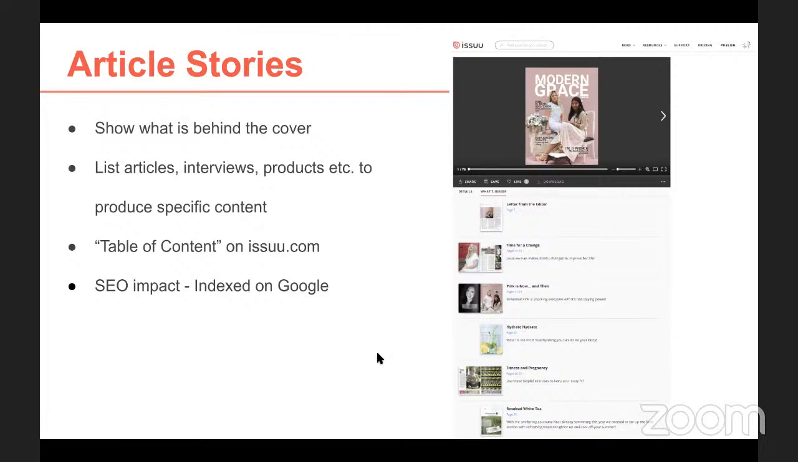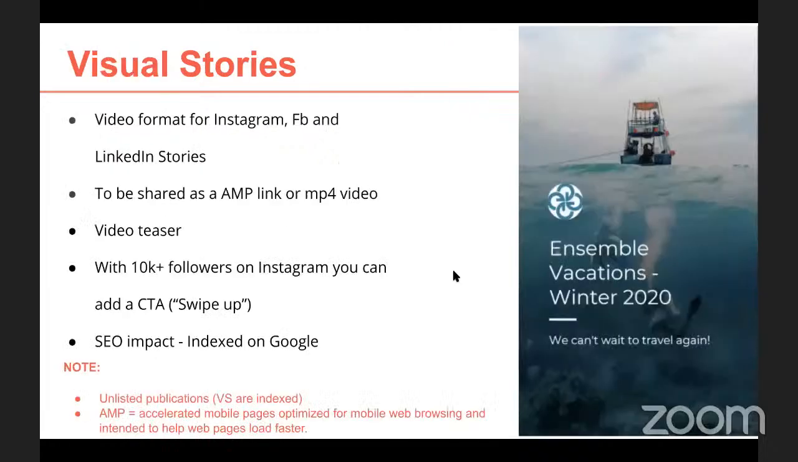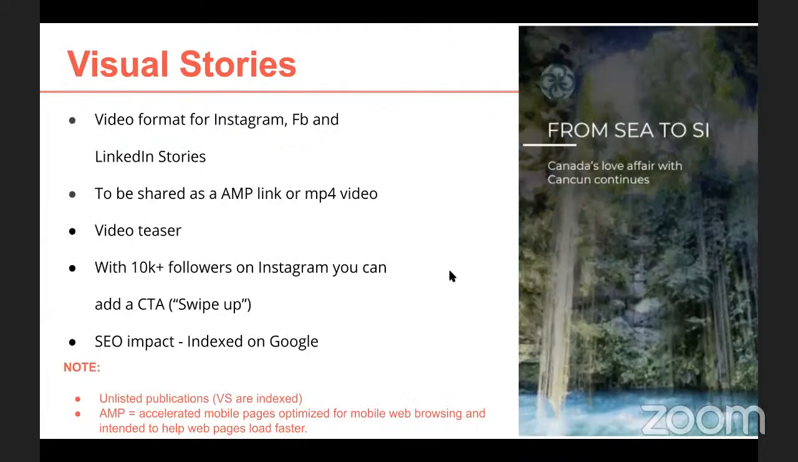So anything will actually be indexed within Google. So people might be able to find it organically if they're looking for the specific keywords that are located in your article story. And here we'll hop into visual stories.